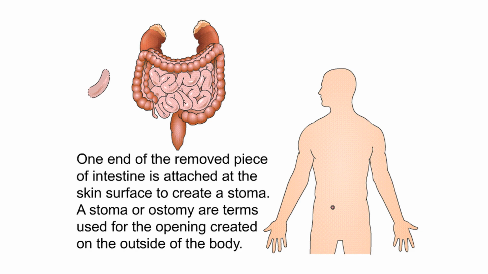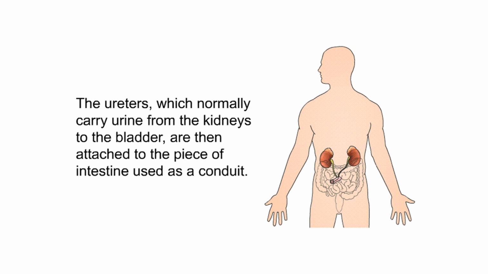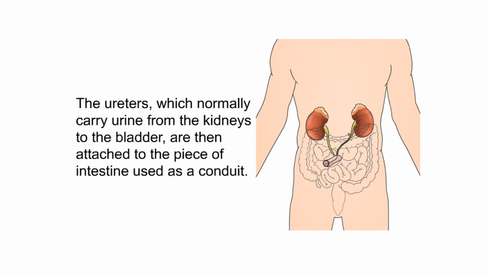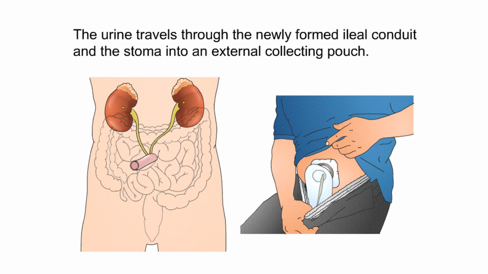One end of the removed piece of intestine is attached at the skin surface to create a stoma. A stoma or ostomy are terms used for the opening created on the outside of the body. The ureters, which normally carry urine from the kidneys to the bladder, are then attached to the piece of intestine used as a conduit. The urine travels through the newly formed ileal conduit and the stoma into an external collecting pouch.